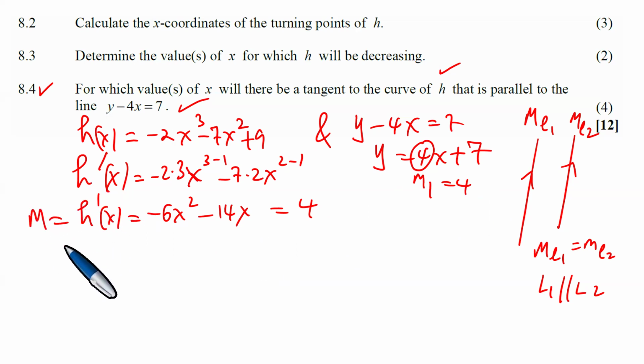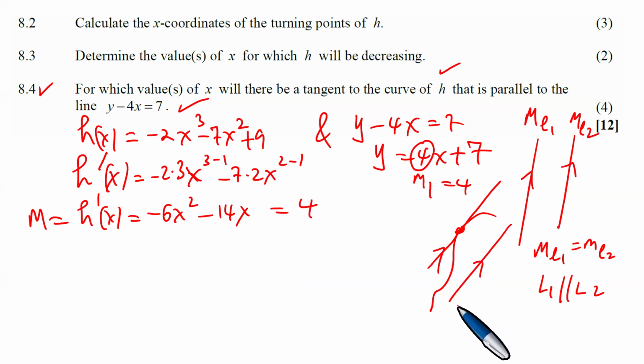Okay, so if we are to say the tangent to the graph of h, so there's a graph of h, and this graph of h has a tangent. The tangent is a line that touches at one point. It is parallel to the line y equals 4x plus 7. Pay attention. So if these are equal to each other, then we have the following.